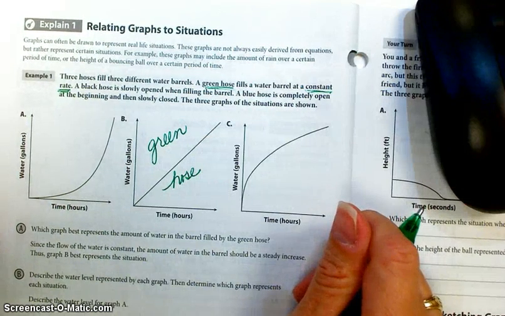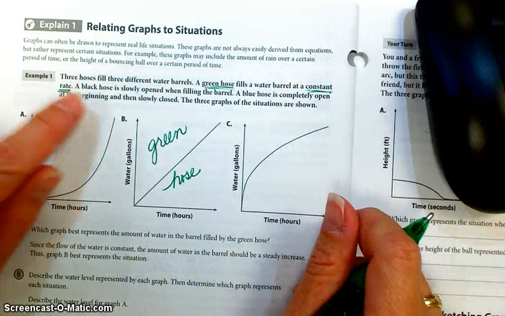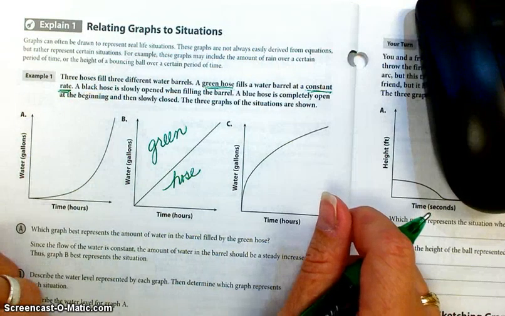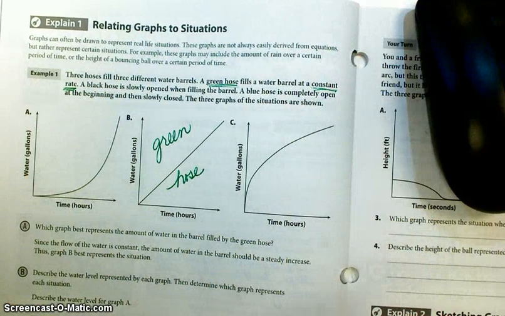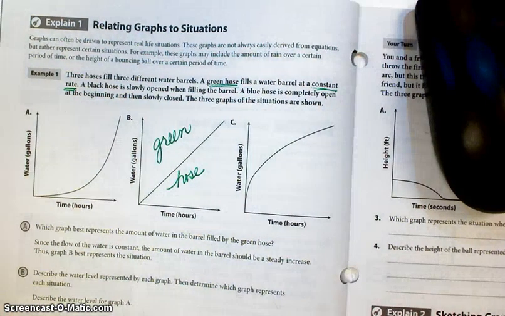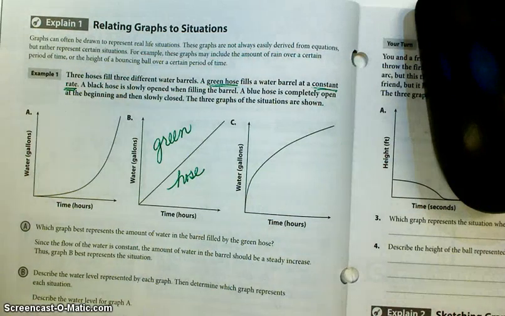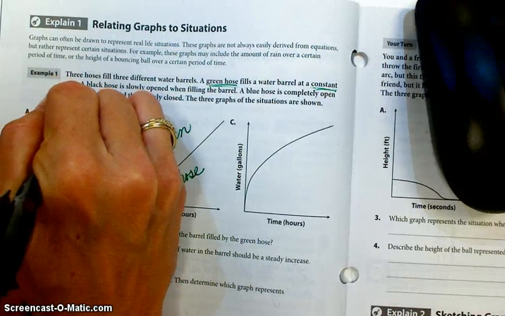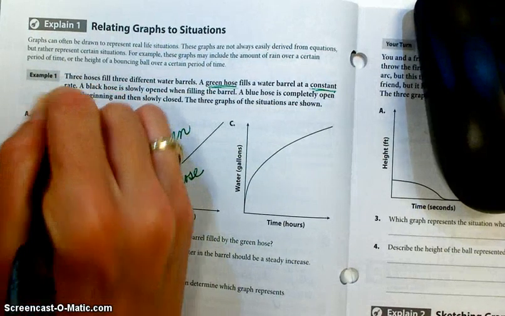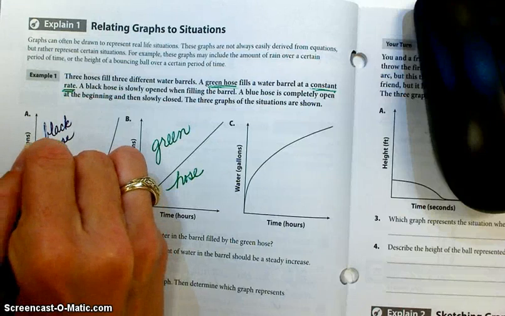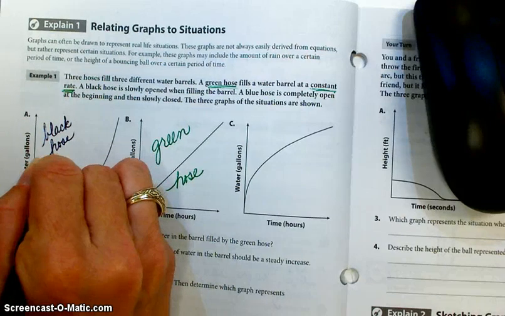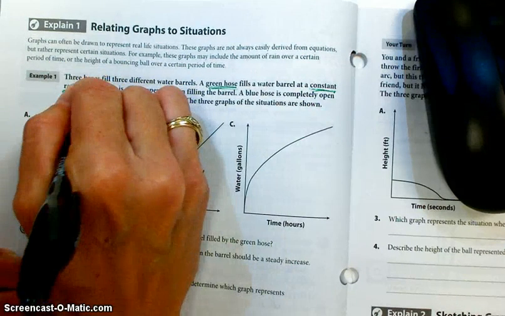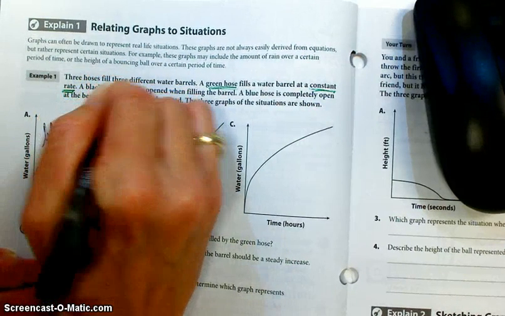A black hose is slowly opened when filling the barrel. So at the beginning, the black hose is not open very much, and towards the end, it is, which means that it's going to fill slowly at first and then more quickly. So this is the black hose. Down here, it's filling slowly because the hose is mostly closed right now. But later on, it's filling quickly because the hose has been opened up.